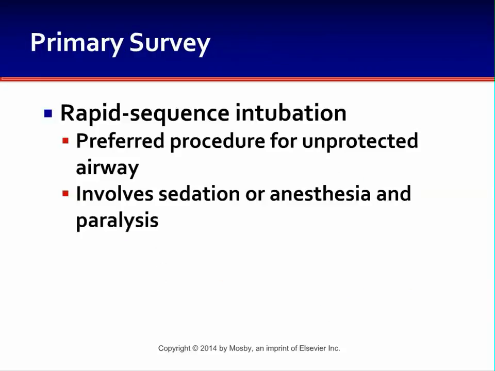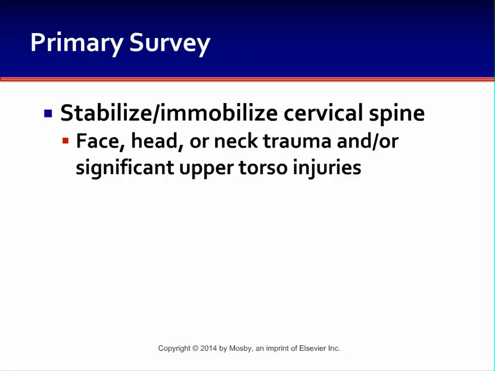Rapid sequence intubation is the preferred procedure for an unprotected airway. It involves sedation or anesthesia and paralysis. Stabilize the cervical spine with the head maintained in a neutral position and/or immobilize during assessment of the airway. At the scene of the injury, the cervical spine is immobilized with a rigid cervical collar or a cervical immobilization device, also known as head blocks.